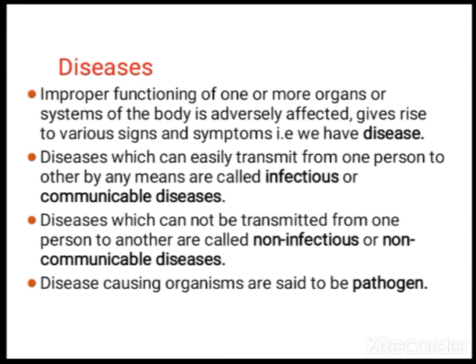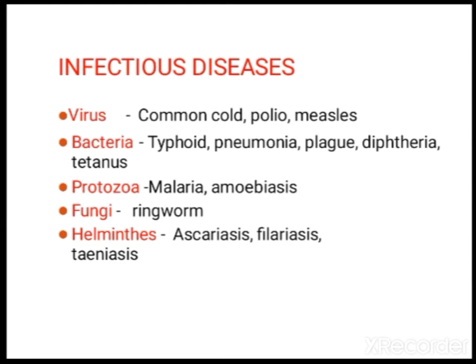So diseases can be classified into two categories, that is infectious or non-infectious. Infectious means it is spread from the diseased person to a healthy person. Non-infectious cannot be transmitted from one person to another. The disease causing organisms, you call them pathogens. Infectious diseases can be classified under 5 groups.